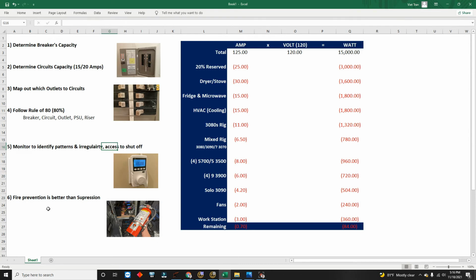And then last but not least, fire prevention is better than suppression. Always have suppression, right? Have an extinguisher, have a fire sprinkler system, have a fire resistant grow tent, but fire prevention is better. And how we achieve that, for me personally, is the 80 rule, right? All the way from the top, 80, 80, 80, outlet 80, PSU 80, riser 80. That's how I do it.